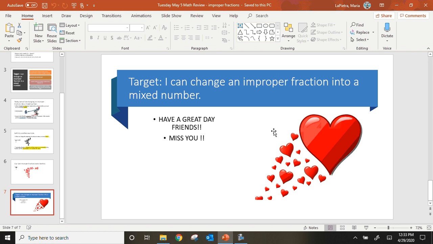So that sums up changing an improper fraction to a mixed number. Okay. This is a great resource. Make sure you go back and look at it if you have any questions when completing your homework.